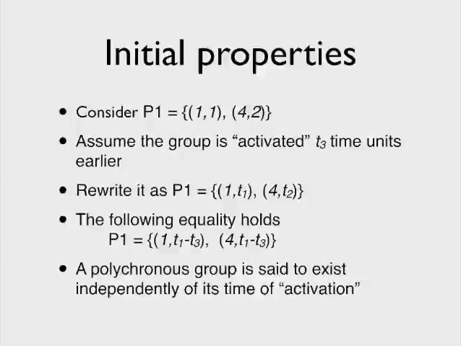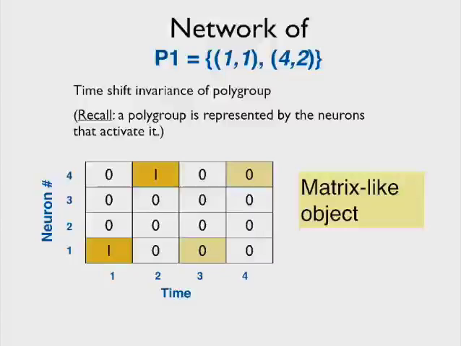Okay, good. So now let's talk about a network. So I'm going to draw a raster plot. Remember now, in a raster plot, time is on the horizontal axis, neuron number on the vertical axis. So here are the 2 neurons that fired, the 2 neurons in the group. Those are the neurons, and I put a 1. Let's not worry about that.